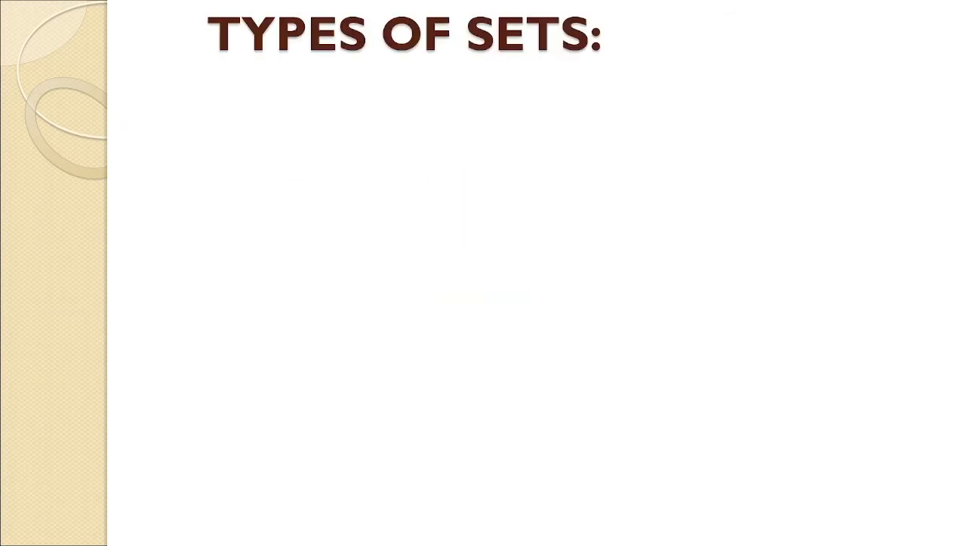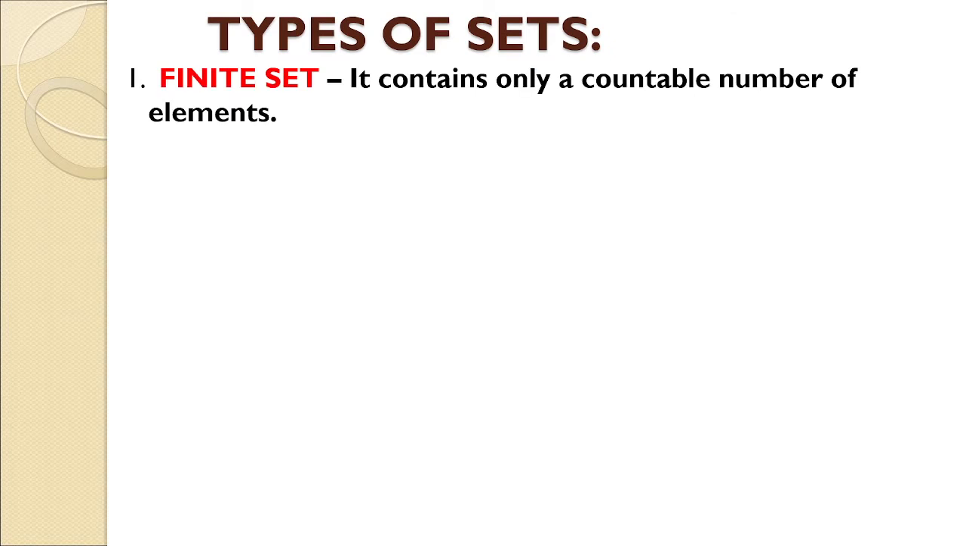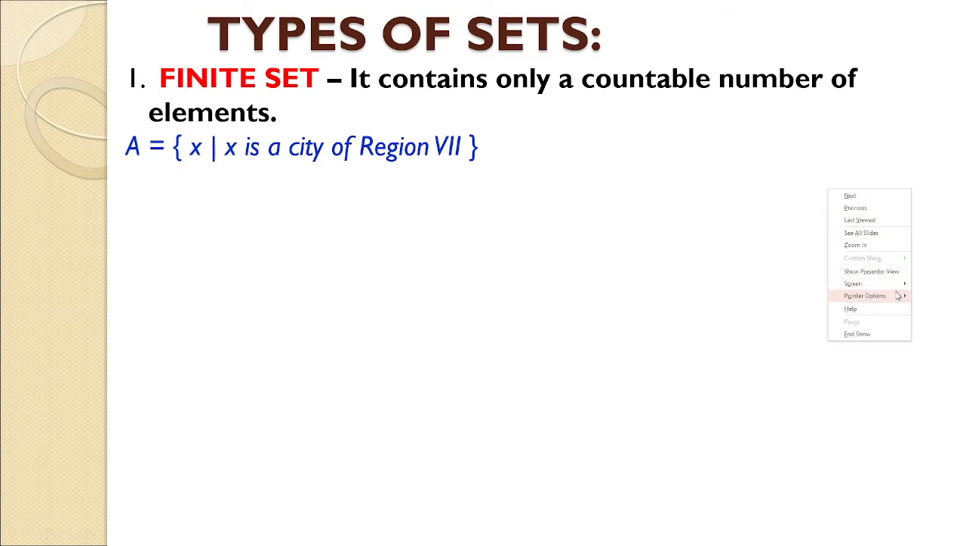Task number 1 is all about the types of sets. First, finite set. Contains only a countable number of elements. Example, X such that X is a city of region 7. Maihap ba nato ang mga city sa region 7? Can you name the cities of region 7? Yes or no? Yes, mao na siyang finite set.